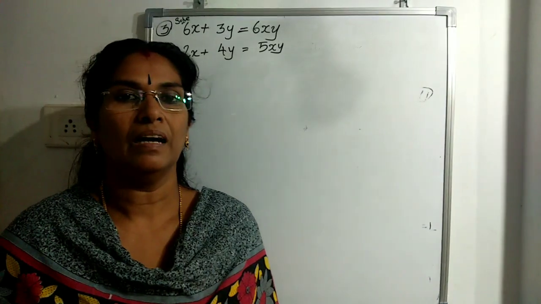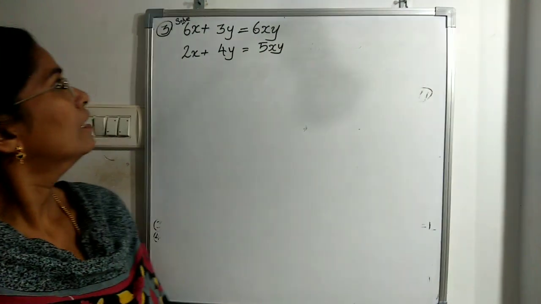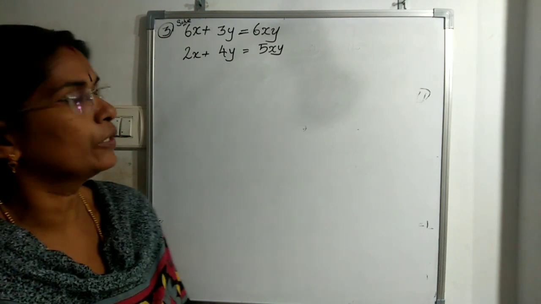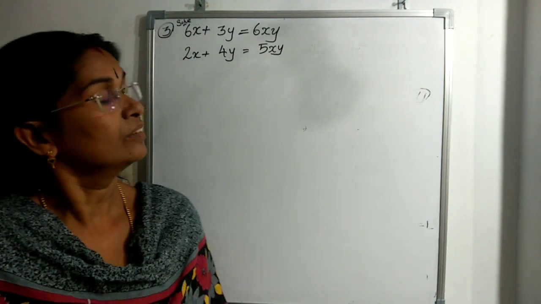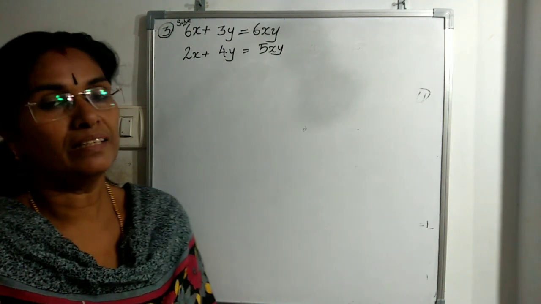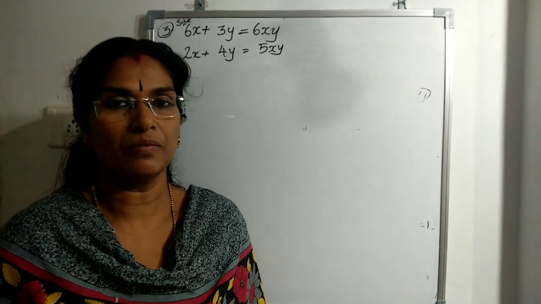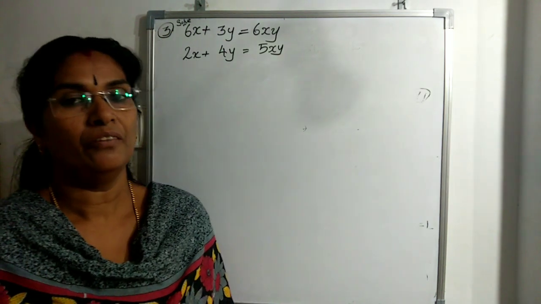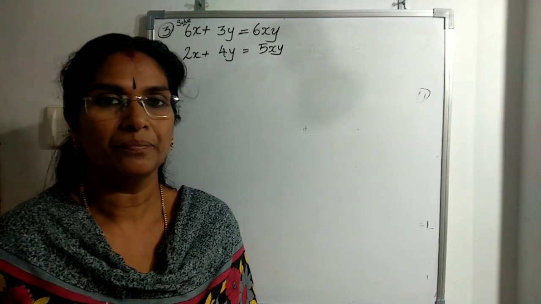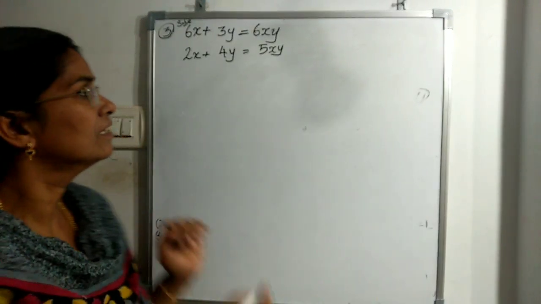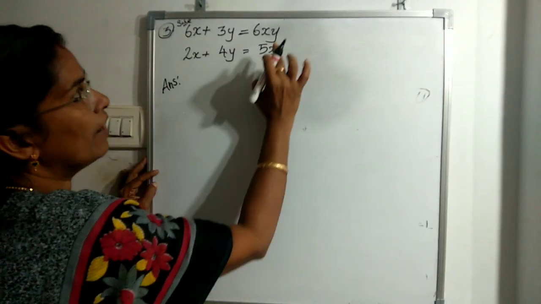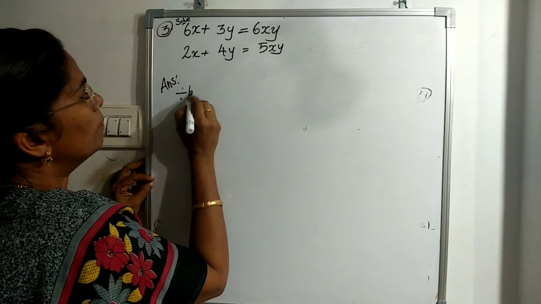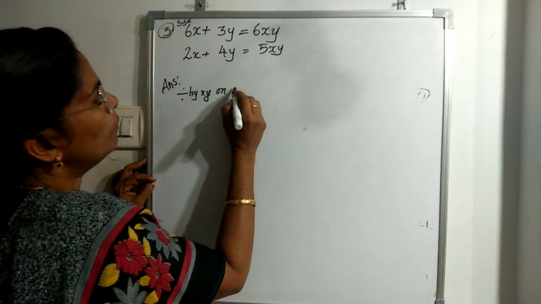Okay, I will solve one more question. That is 6x plus 3y equal to 6xy and 2x plus 4y equal to 5xy. So what we will do here: on the right side, the terms have xy variables. So we have to avoid that variable. How can we avoid this variable on the right side? The method is there. We have to divide by xy on both sides.